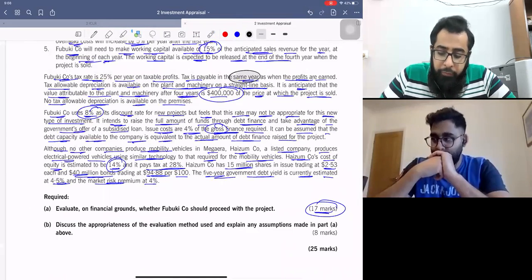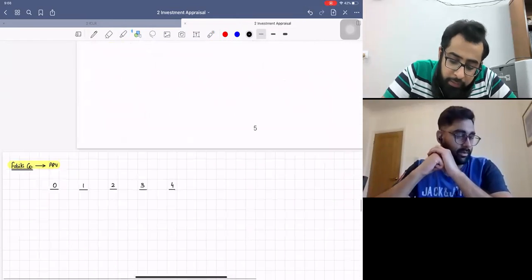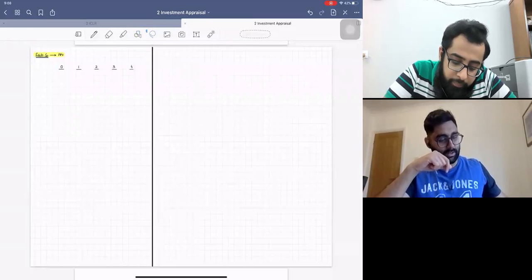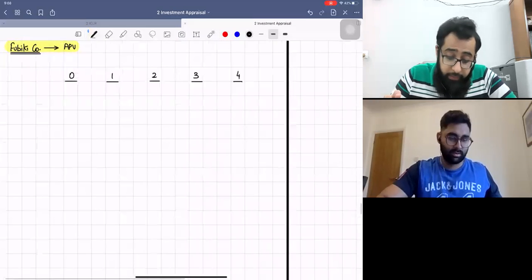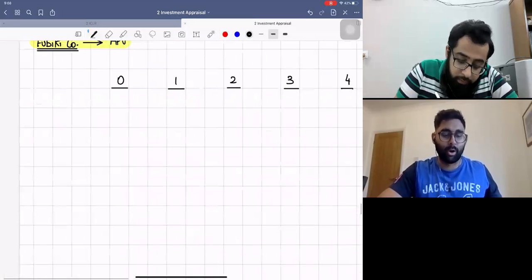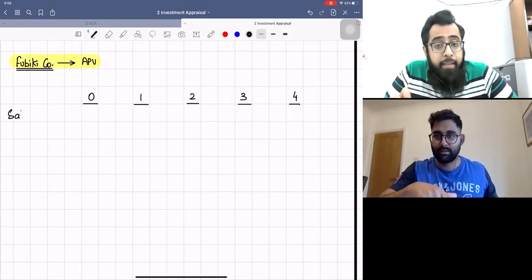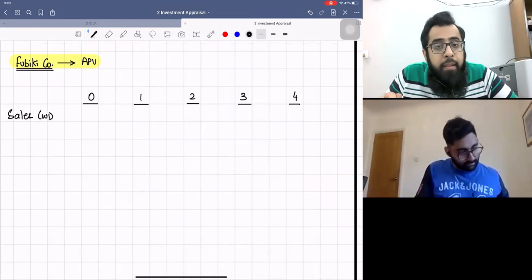Now, if you remember, what I always do is deal with operational cash flows first. Operational cash flows, not incremental cash flows: variable cost, fixed cost, selling price, on which there will be tax. So first of all, we will pick up the sales.